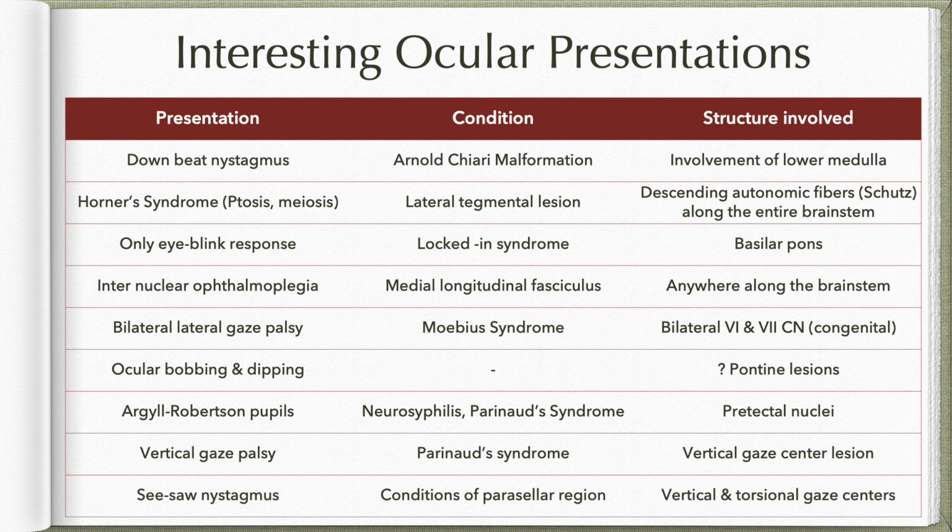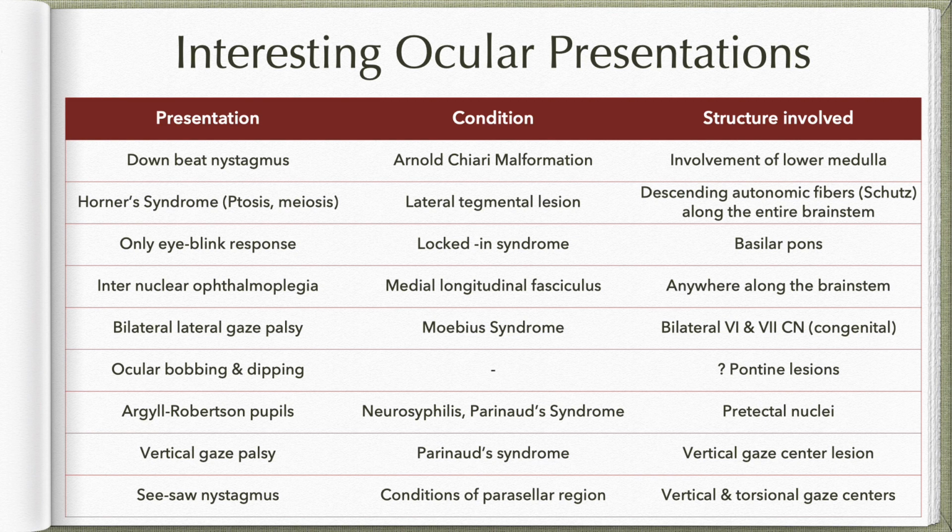Now coming to another condition called ocular bobbing and dipping. Here, whenever the patient is in the resting position, the eyeballs drift downwards and suddenly get back to the normal resting position. This drifting down rapidly and coming back slowly is ocular bobbing. If the drifting down is slow and coming back is rapid, that is what we call ocular dipping. Whether it is bobbing or dipping, the eyeballs are going downwards and then getting back to their resting position. This is a feature of pontine lesions.